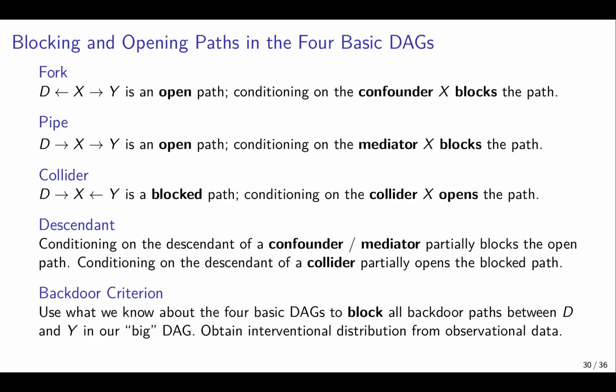So finally, we have the descendant. Conditioning on a descendant of a confounder or a mediator is partially going to block the open path. Conditioning on the descendant of a collider is going to partially open the blocked path.